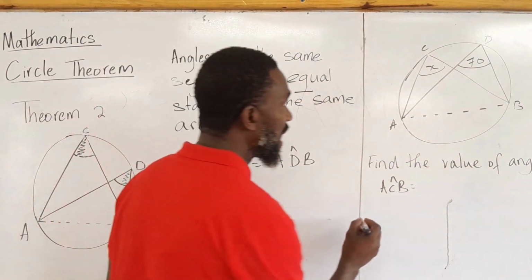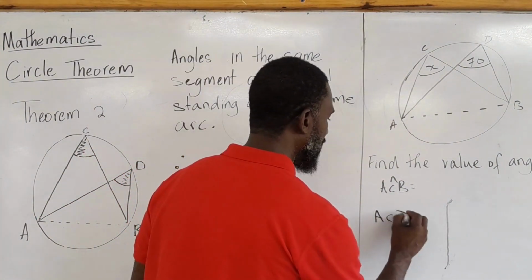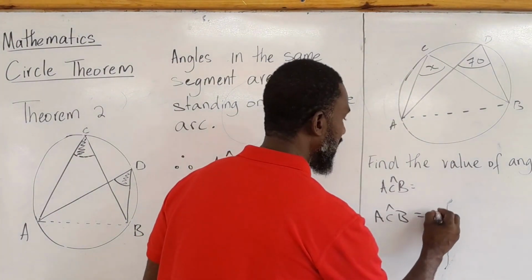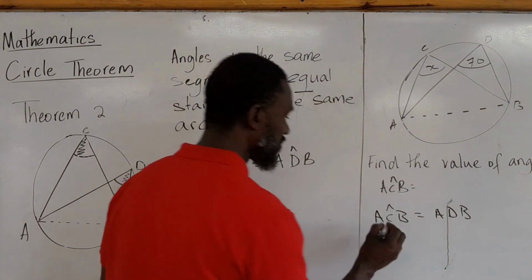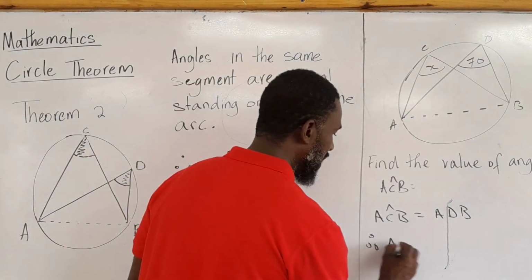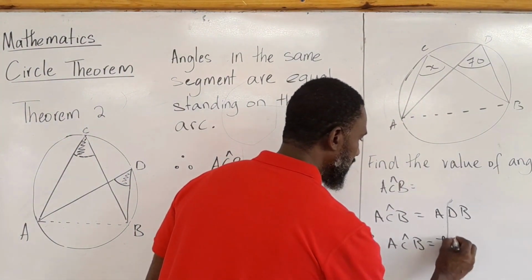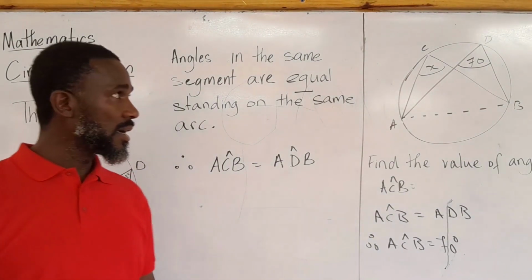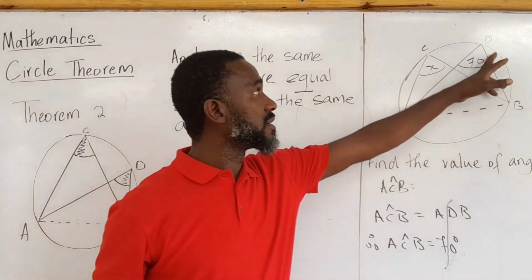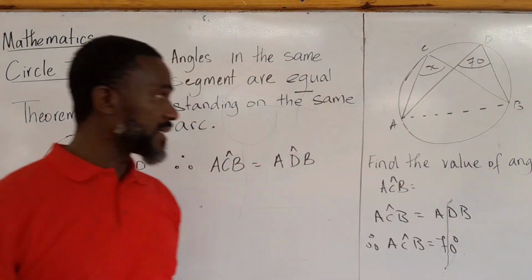Therefore, angle ACB is equal to ADB. Therefore, angle ACB is equal to 70 degrees. So basically, it's equal to 70 degrees because angle ADB is equal to 70 degrees.